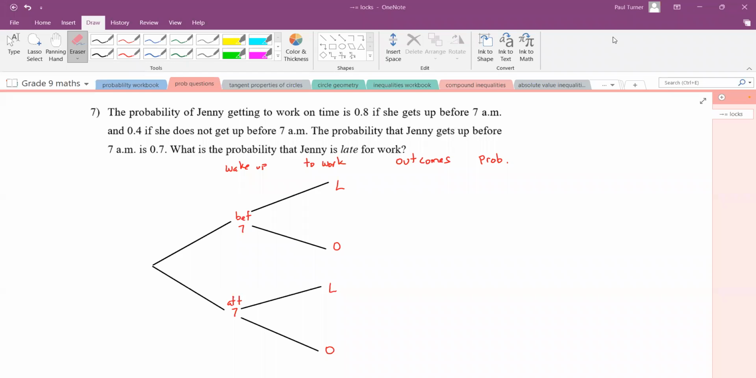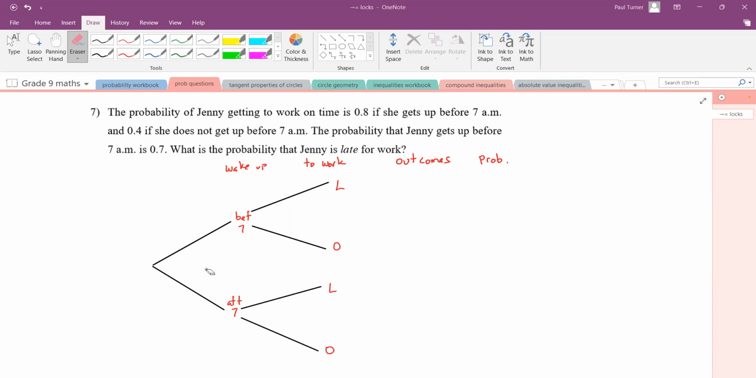In question 7, the probability of Jenny getting to work on time is 0.8 if she gets up before 7 a.m. and 0.4 if she does not get up before 7 a.m. The probability that Jenny gets up before 7 a.m. is 0.7. What is the probability that Jenny is late for work?